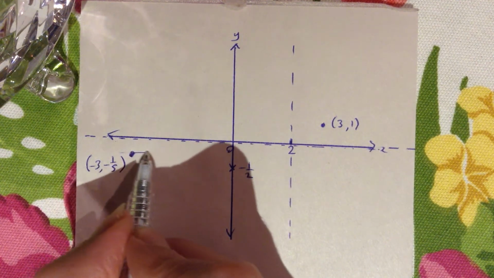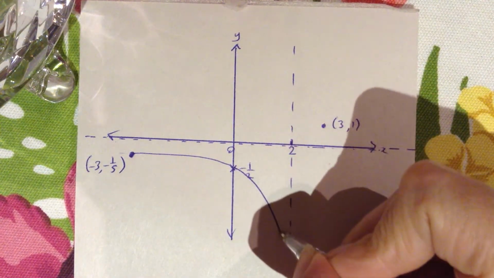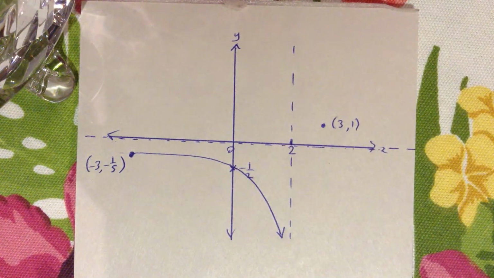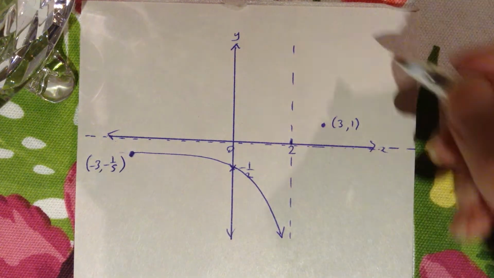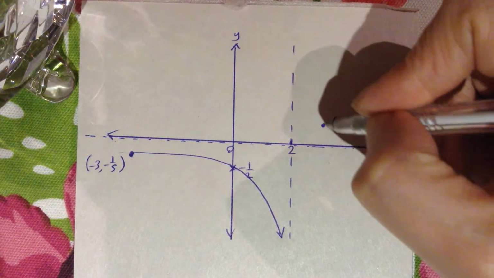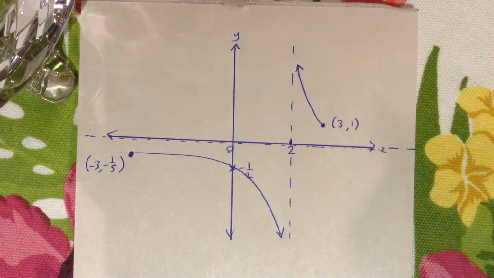So just draw a nice smooth curve. All right, don't put an arrowhead on that one, all right, because you're a restricted domain. And this one, the same thing. It's really going to go like this, but we're going to start here and let it approach this asymptote here. All right. And that completes the graph.